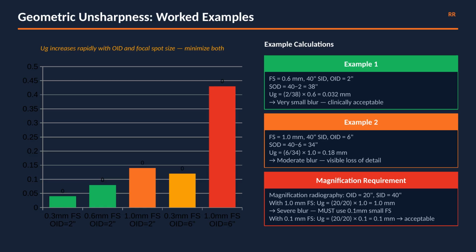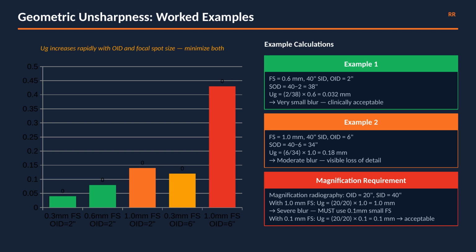Example 2, 1.0 mm focal spot, 40-inch SID. 6-inch OID, SOD equals 34 inches. UG equals 6 divided by 34, times 1.0, equals 0.18 millimeters. Moderate blur. Visible degradation of fine detail.